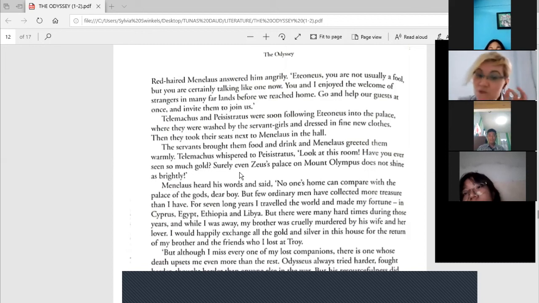The servants brought them food and drink, and Menelaus greeted them warmly. Telemachus whispered to Pisistratus, "Look at his robe. Have you ever seen so much gold? Surely even Zeus's palace on Mount Olympus does not shine as brightly."